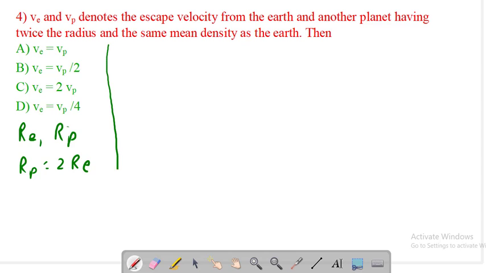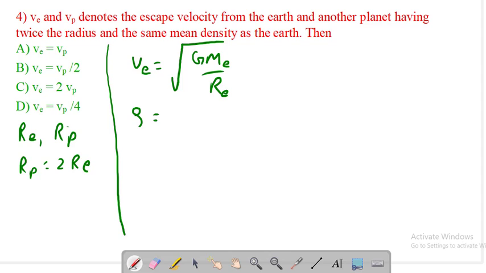What is the relation among the escape velocities? We know the relation for escape velocity. VE is given by, I am writing for the Earth first, under root 2GM upon r. So here I write mass ME and RE. But mass is also variable. Variable means what? For Earth it is different and for the other planet it is different. So we need to express mass in terms of radius. So density is mass upon volume.